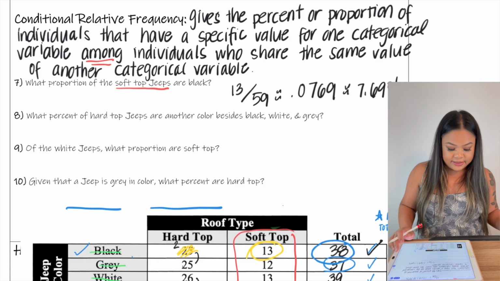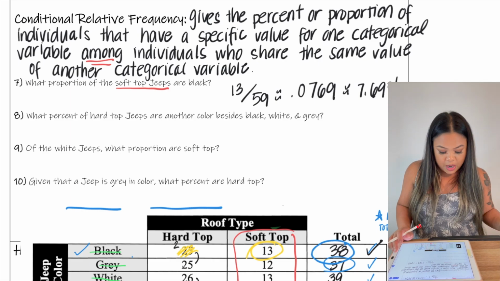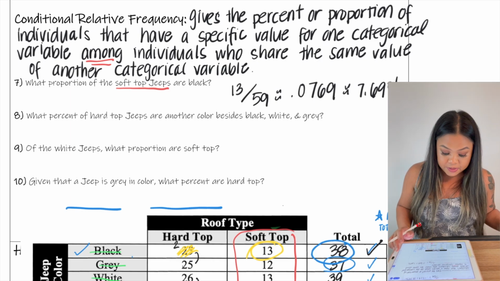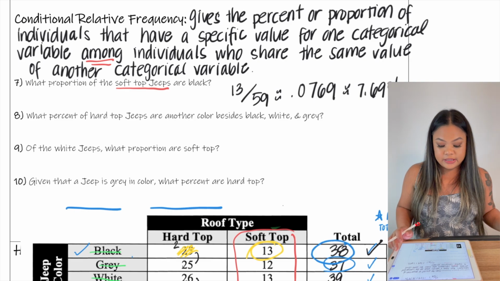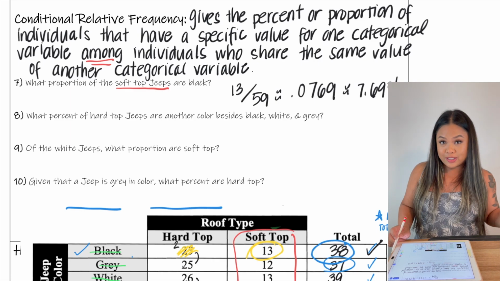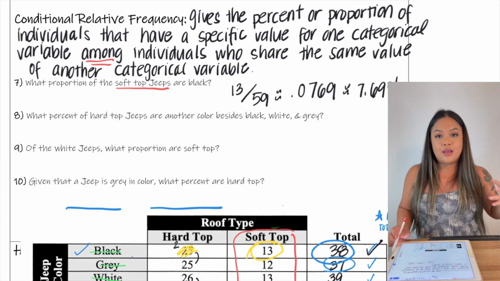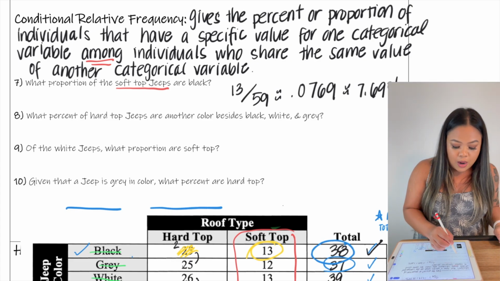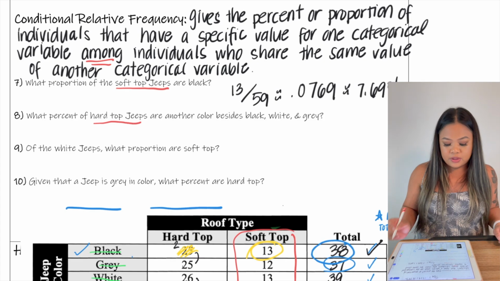Let's look at the next example. It says, what percent of hardtop Jeeps are another color besides black, white, and gray? So again, I reworded this to say what percent instead of proportion, just because I want you to get used to those two words being pretty much the same thing. So what percent of hardtop Jeeps?